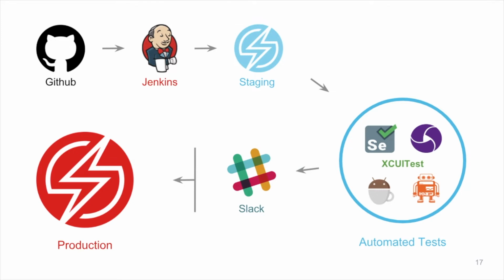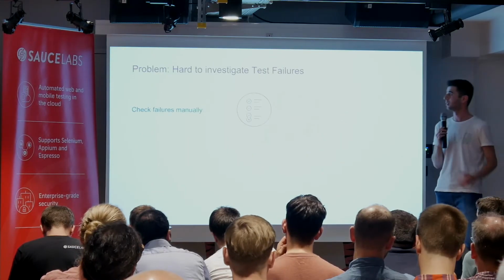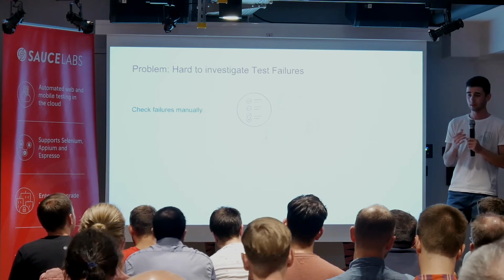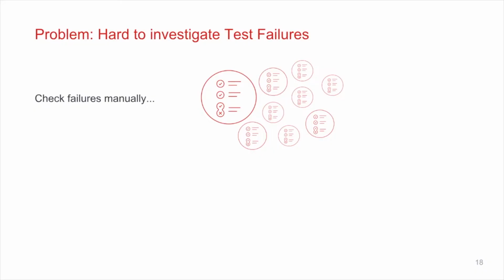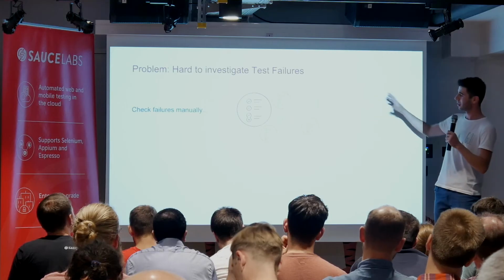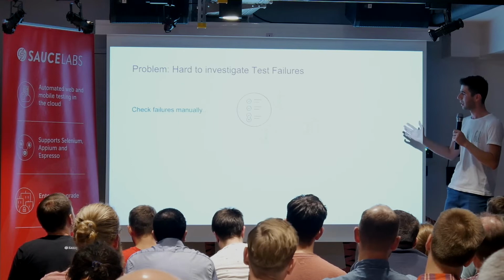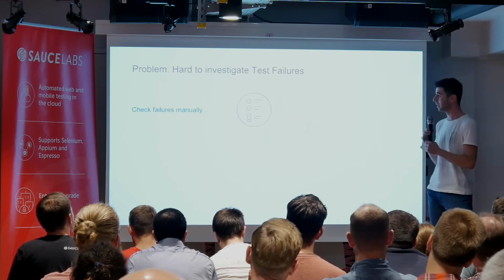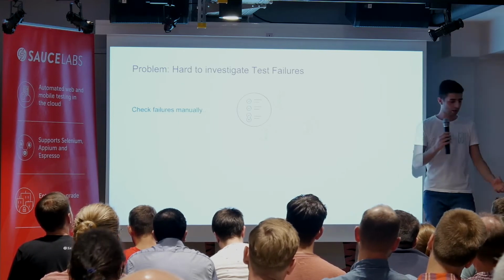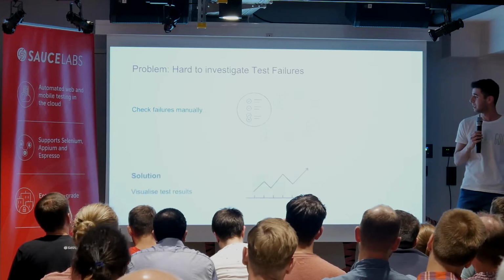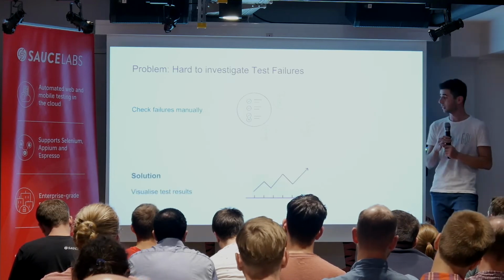So yeah, but it's still hard to investigate test failures. We see the messages in Slack. We need to click the link in Slack, go to Jenkins, and see the logs, and they are a lot. We have many automated tests. What we did is we visualized our test results.